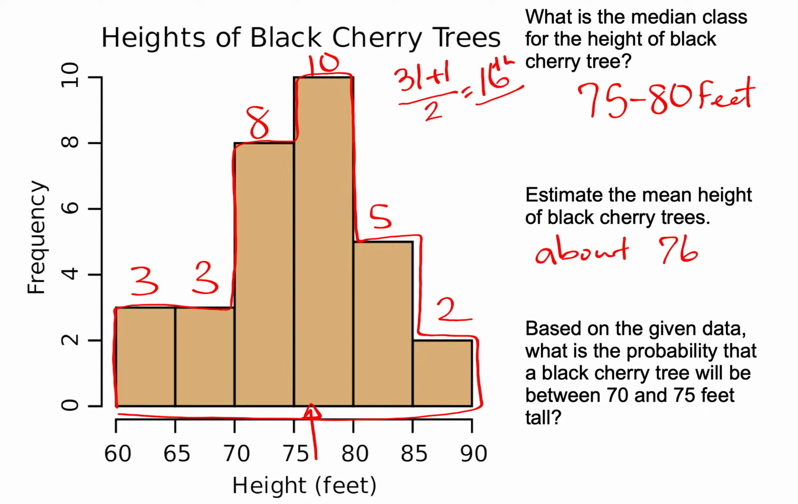Okay, based on the given data, what is the probability that a black cherry tree will be between 70 and 75 feet tall? Well, between 70 and 75 feet in the sample, there are 8 black cherry trees. There were 31 trees total in the sample, so the probability of me picking a cherry tree that is between 70 and 75 feet tall is 8 out of 31, which is about 25.8%. So we expect about 25.8% of cherry trees to be that height.